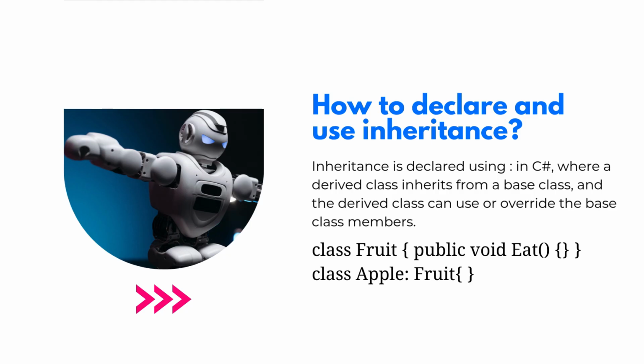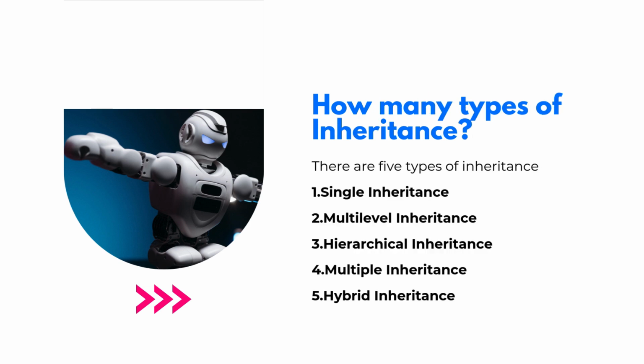Inheritance is declared using a colon in C#, where a derived class inherits from a base class, and the derived class can use or override the base class members. I have given you an example where Apple is a derived class that inherits from the Fruit base class. How many types of inheritance are there? There are 5 types of inheritance: single inheritance, multi-level inheritance, hierarchical inheritance, multiple inheritance, hybrid inheritance.